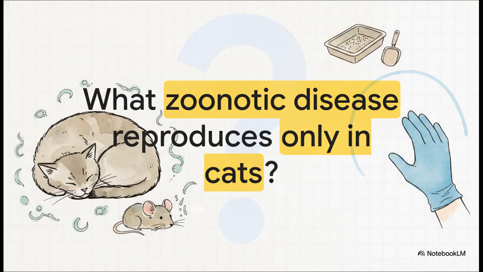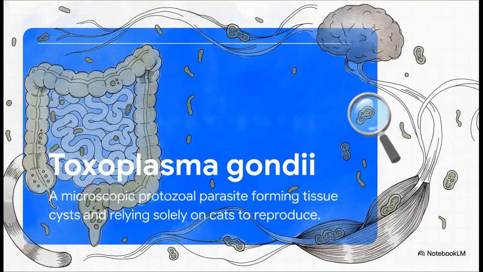So let's kick things off by testing your baseline knowledge with a question that, hint, hint, might just show up on your exam. Think about all the pathogens we've discussed so far in class. What zoonotic disease reproduces only in cats but can somehow infect almost any warm-blooded animal? If you guessed Toxoplasma gondii, you hit the nail on the head.